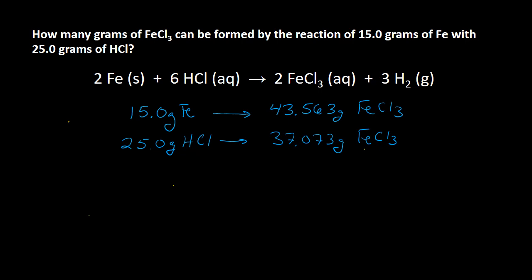Okay, so what that means is that this reaction is going to keep chugging along. We'll make 10 grams of iron chloride, make 20 grams of iron chloride. We'll keep reacting to make 30 grams of iron chloride, 35 grams of iron chloride. And then once we get to 37.073 grams of iron chloride, that's as much as we can make with the hydrochloric acid. We don't have enough hydrochloric acid to go any further, so the reaction stops at that point.